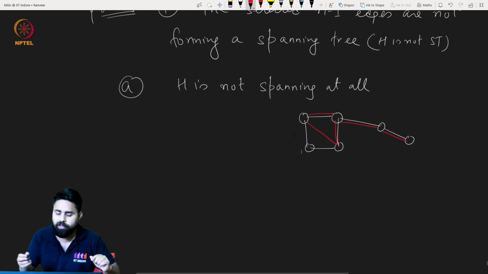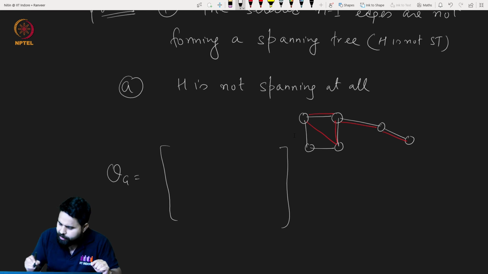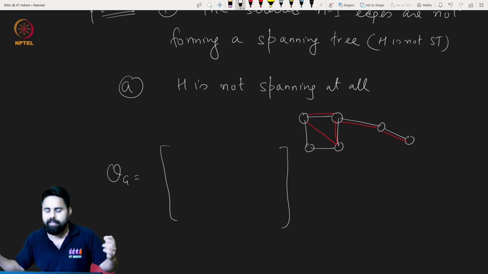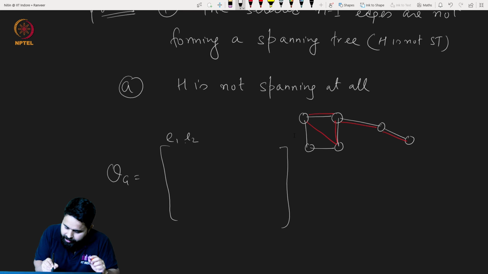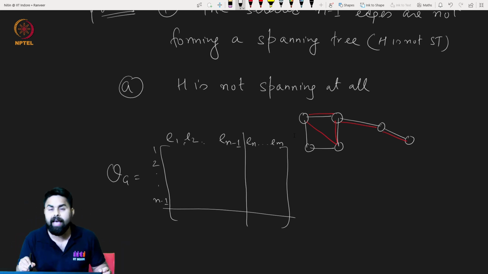So how will your incidence matrix look? Let me write the incidence matrix here. I am labeling these red edges as E1, E2, up to En-1 by default, because they are n-1, and we have to talk about this submatrix. So this is 1, 2 up to n-1. By default I can assume that the nth vertex is not incident on those edges.